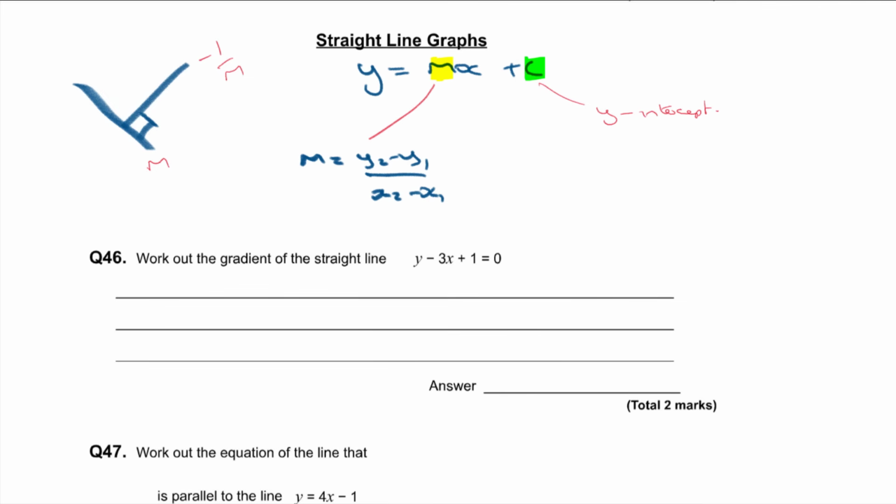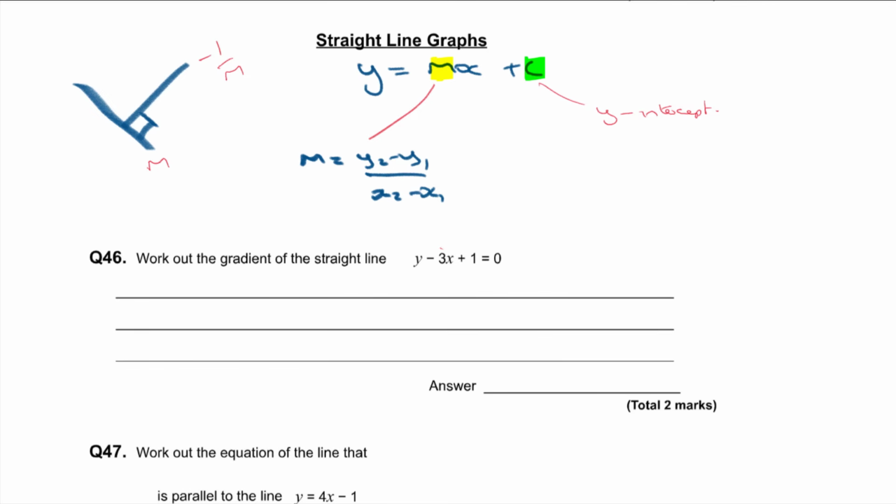There's a few other bits and bobs that we need to know, but I'm sure they'll come up in the course of the questions. So let's just crack on and start with this then. So question 46, work out the gradient of the straight line y equals minus 3x plus 1 is equal to 0. Now that does not look like y equals mx plus c, but we can make it look more like that by just moving bits of it over the equal sign.